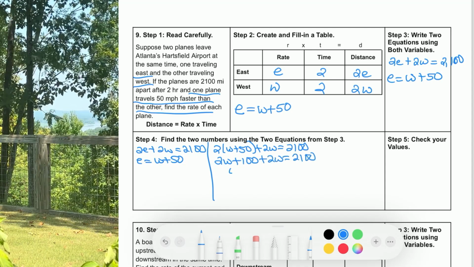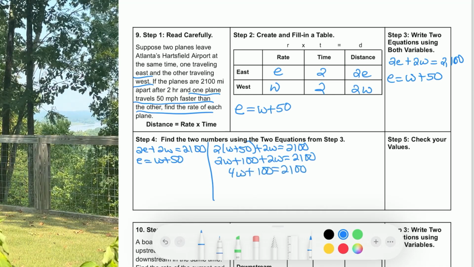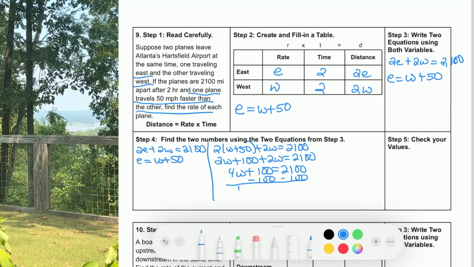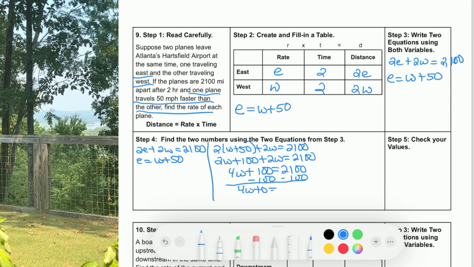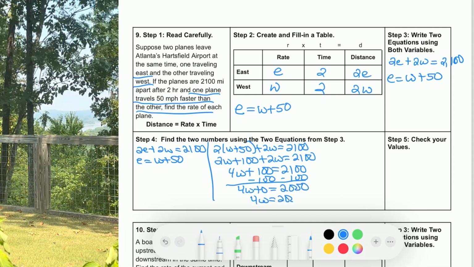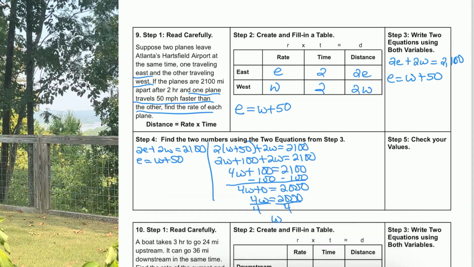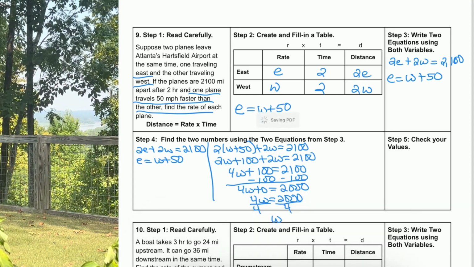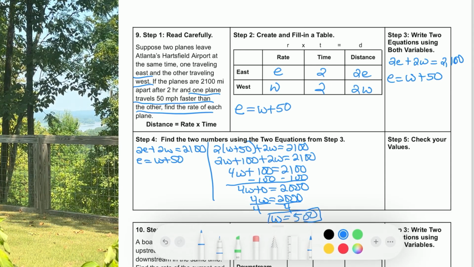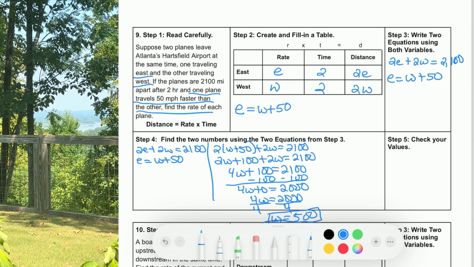2W plus 2W gives us 4W. Subtract the 100 from both sides. I get 4W plus 0 equals 2,000. So 4W equals 2,000. Divide both sides by 4. And I get W equals 500. So we now know the speed of the plane going west. Okay, we know its rate.